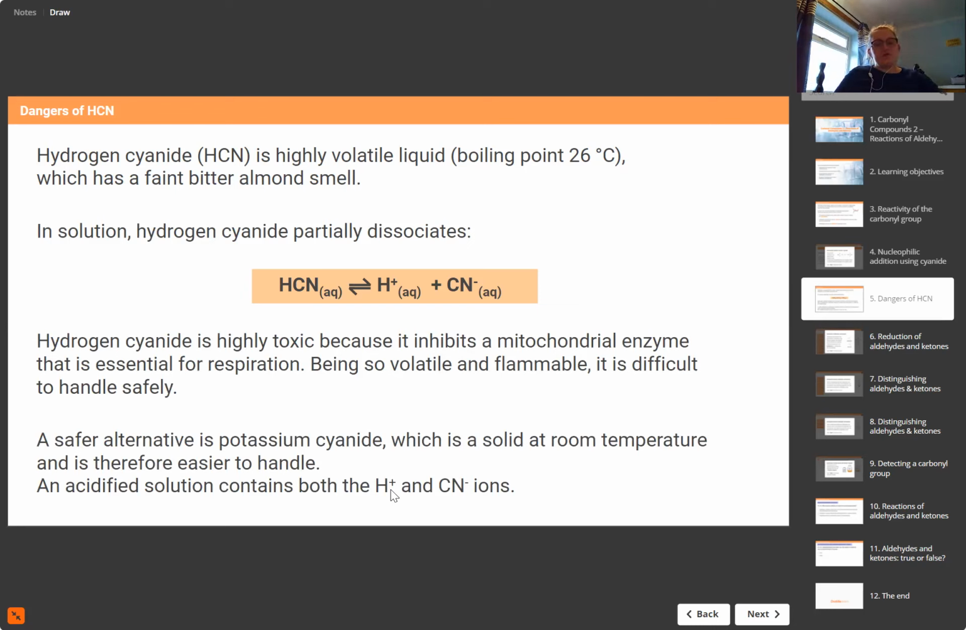So if we want to do nucleophilic addition, rather than using hydrogen cyanide, we sometimes use potassium cyanide. We use this because it's solid at room temperature, so it's a lot easier to handle. In an acidified solution, it contains both the hydrogen ions and the cyanide ions that are needed.